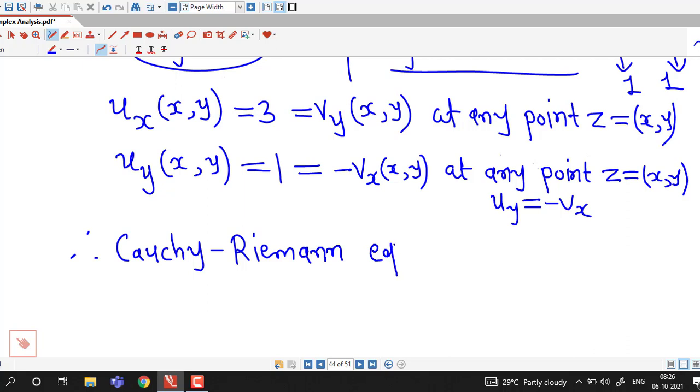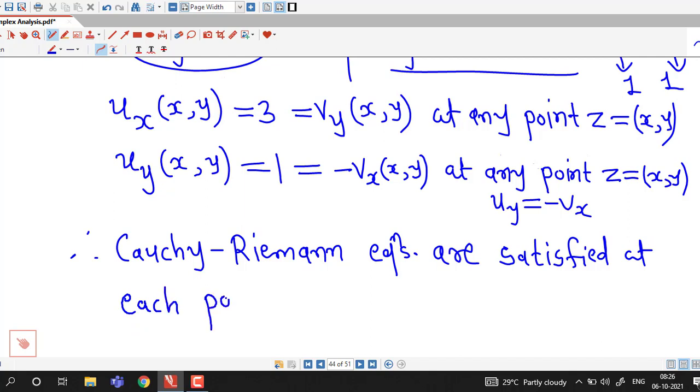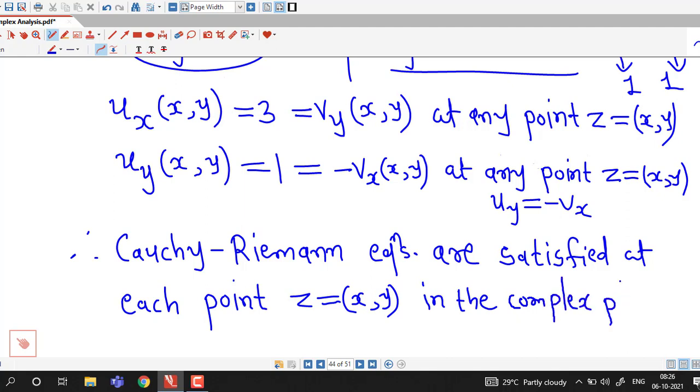Cauchy-Riemann equations are satisfied at each point in the complex plane, at each point z equal to x plus iy in the complex plane.